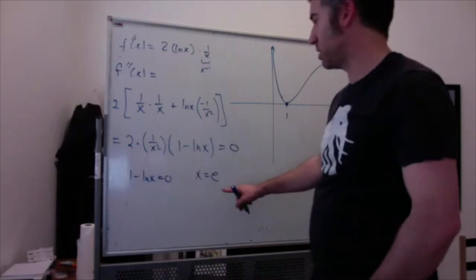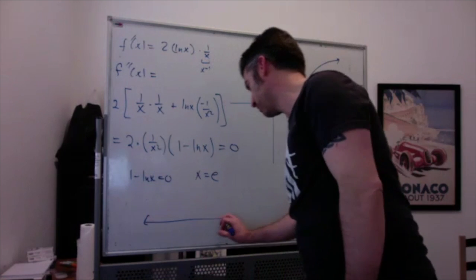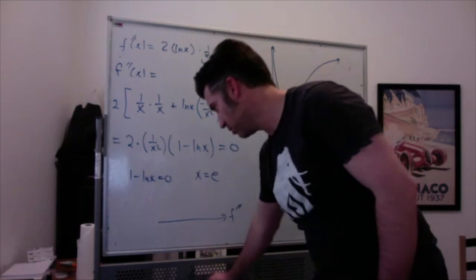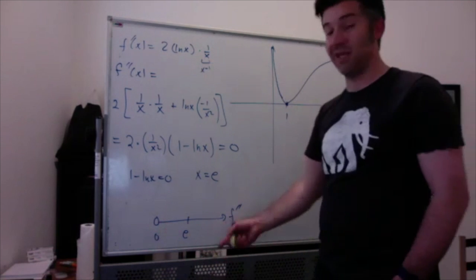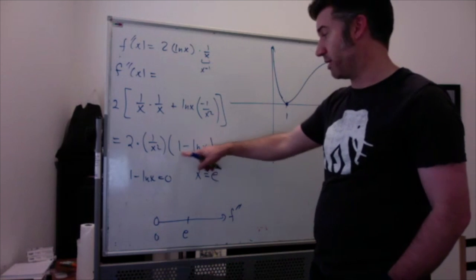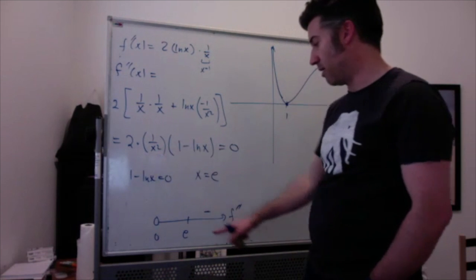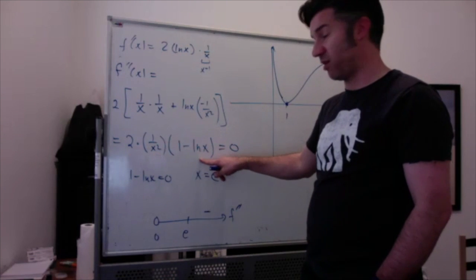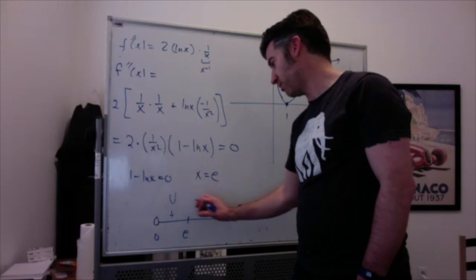So picking a number larger than e, like e squared, to see what my second derivative is doing. Oh, sorry, I should have drawn my number line more accurately. Picking a number larger than e, like e squared, 1 minus natural log of e squared, and natural log of e squared is 2. 1 minus 2 is negative. That part's positive, that part's positive, so it's going to be a negative. And then something between 0 and e, like 1. 2 times 1 minus natural log of 1 is 1, or it's 1 minus 0, which is 1. So it's positive. So yeah, it's concave up, concave down.